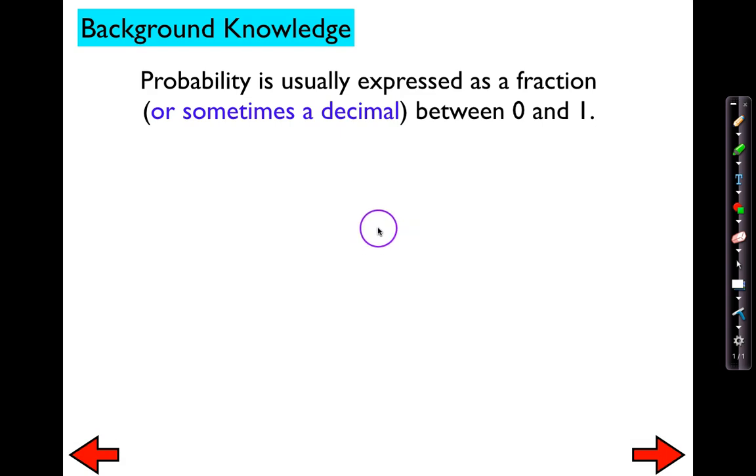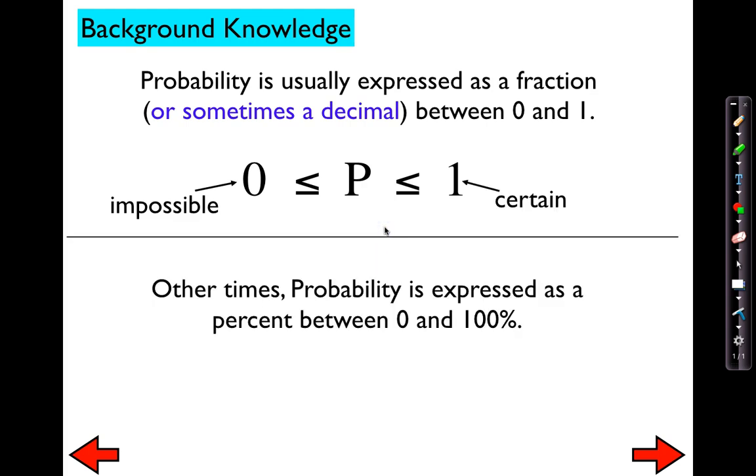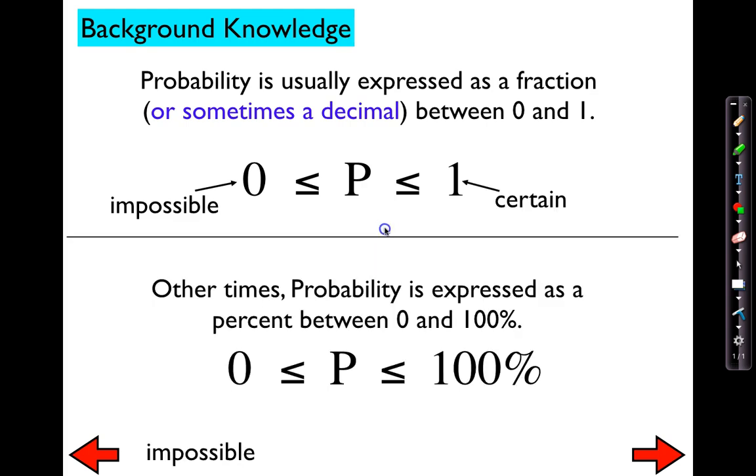Background knowledge. So we talked about how probability could be expressed as a fraction between 0 and 1, or it could be expressed between 0 and 100%, 0 being impossible, and in this case, 1 being certain, or 100% being certain.